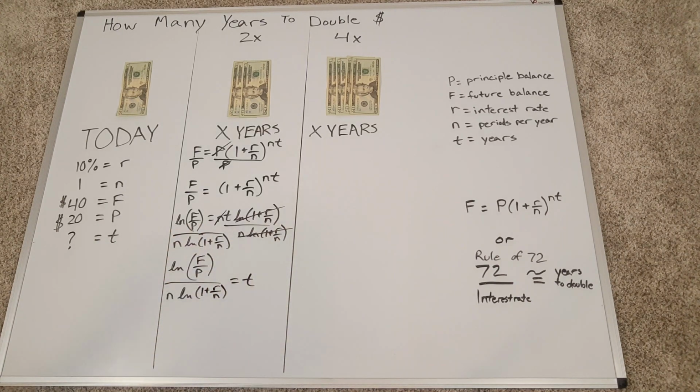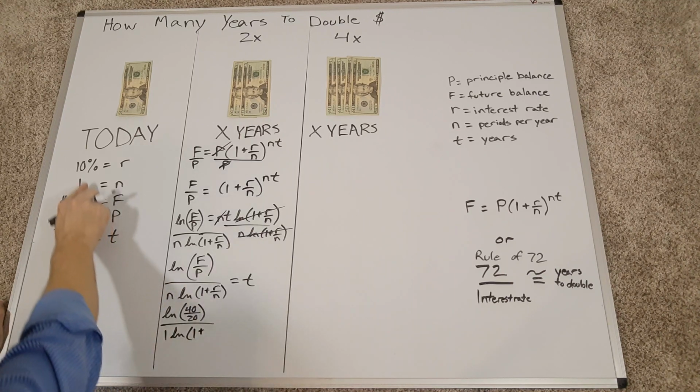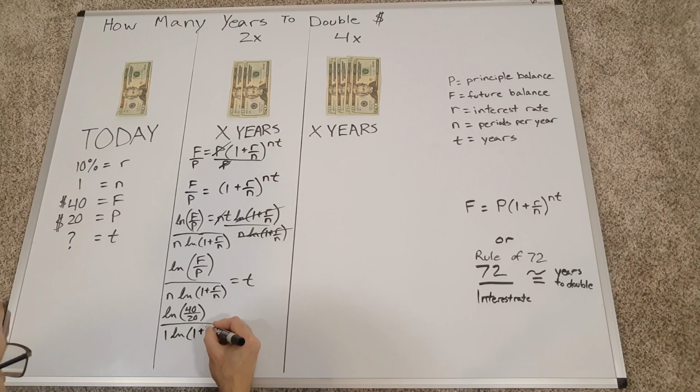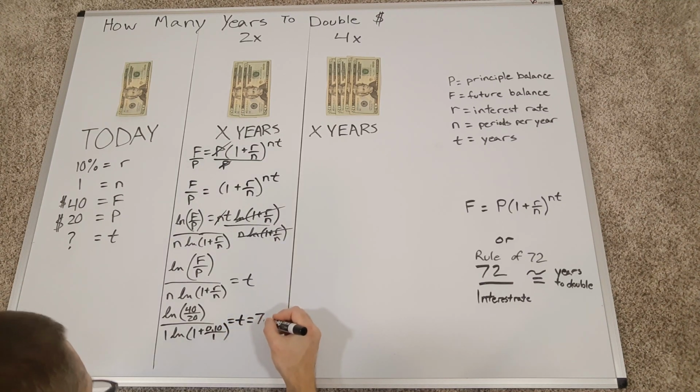So we can plug in these values, and what you'll get is you have the natural log of 40 over 20, divided by n, which is 1 in our case, natural log, and then we have 1 plus, you're going to use that 10% over here, and that's going to be 0.10 over your n, which is 1, and what you end up with is t, which is equal to 7.27 years.